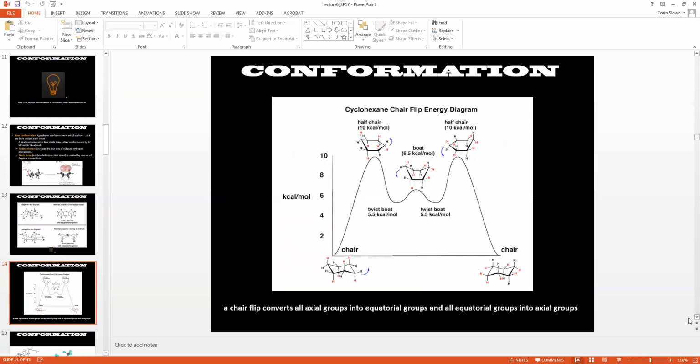If we think about a chair flip, this is what converts all of our axial groups into equatorial groups, and all of the equatorial groups into axial groups. So if we look at the structure of the chair, as we undergo a chair flip, we actually go through several other positions: a twist boat, a boat, another twist boat, and these half chairs before we get to the flipped conformation. So notice here, everything that was axial has now become equatorial. Everything that was equatorial has now become axial.